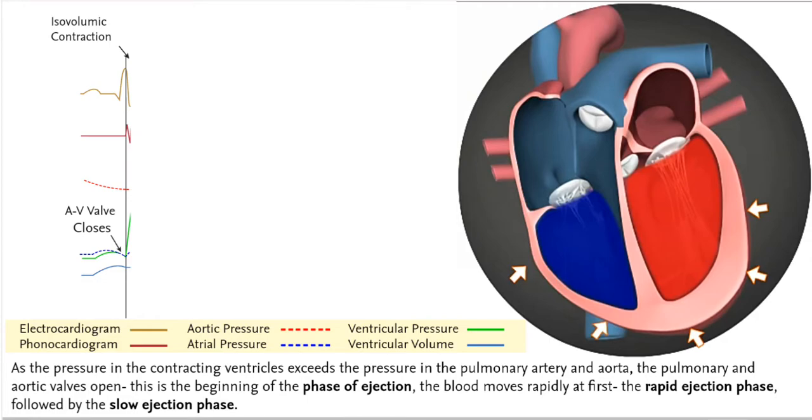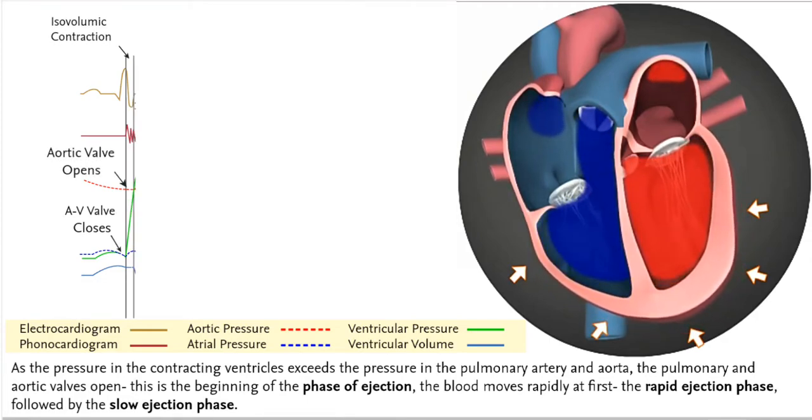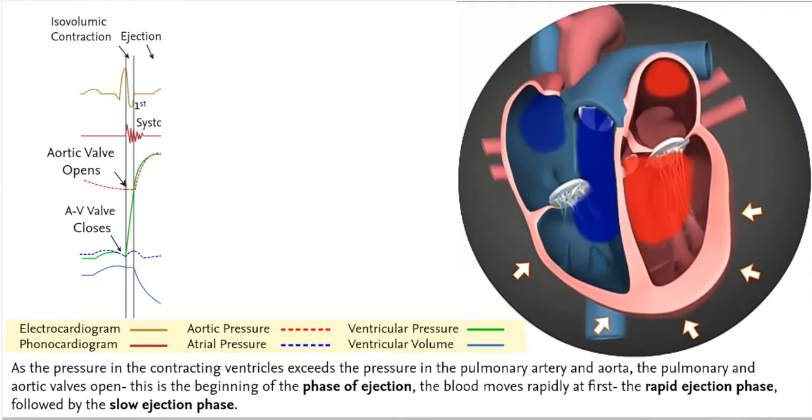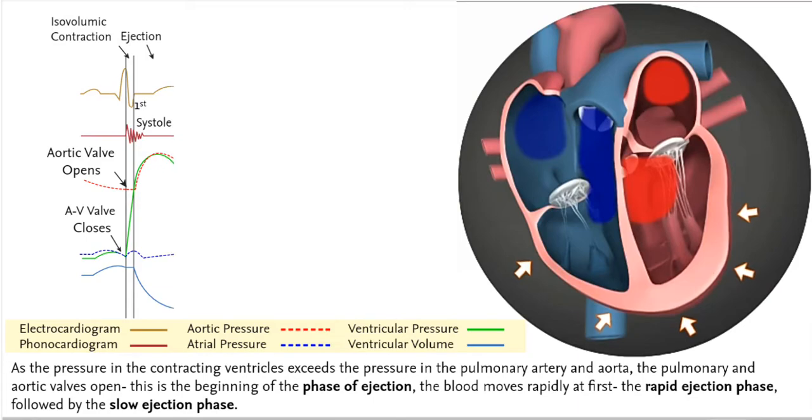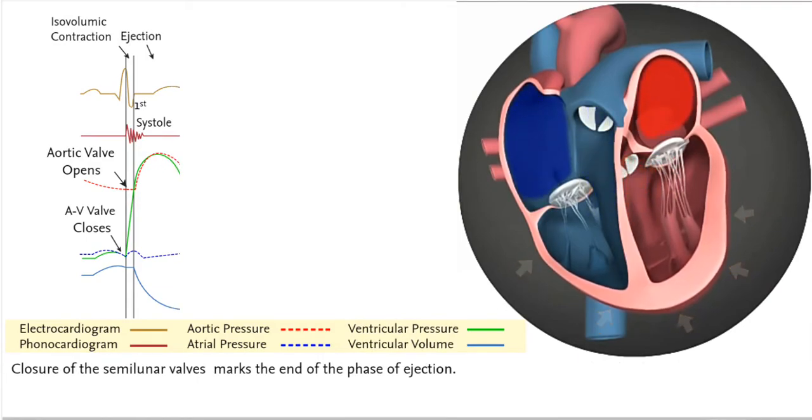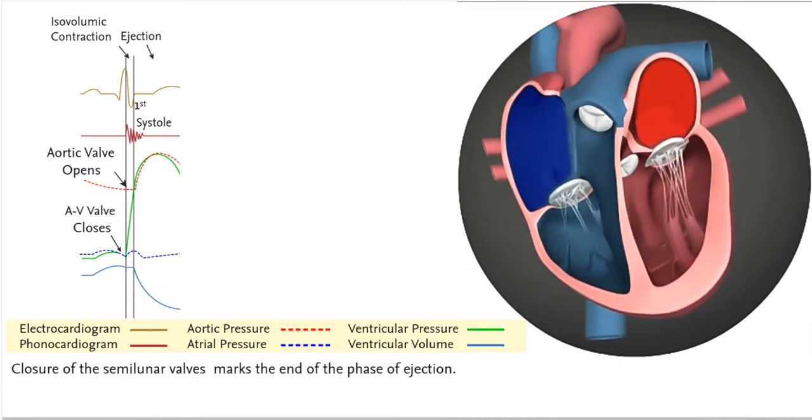This is the beginning of the phase of ejection. The blood moves rapidly at first, the rapid ejection phase, followed by the slow ejection phase. Closure of the semilunar valves marks the end of the phase of ejection.